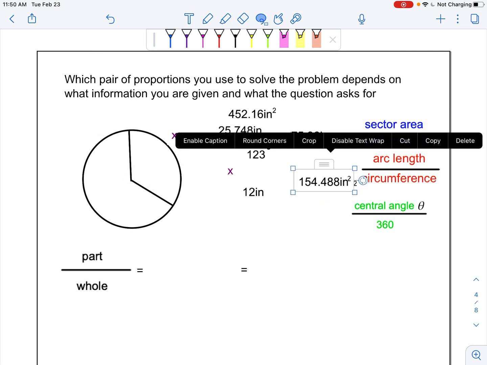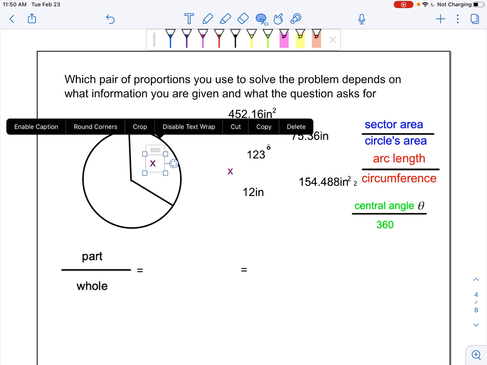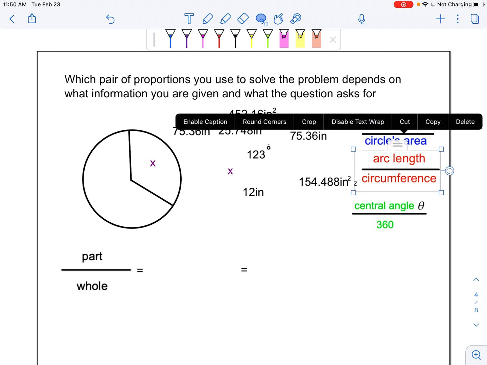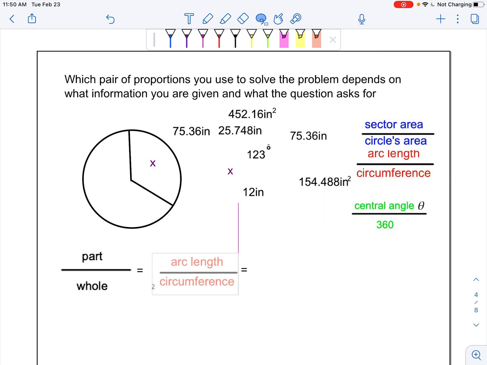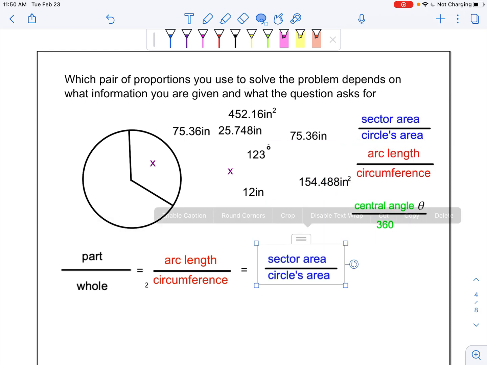So now let's say I am looking for the sector area. So I'm looking for the inside of that sector area, but I am given arc length. So now I'm still going to be using those same two things. I've been given arc length, and I'm looking for sector area. Again, what you use depends on what you're looking for and what you're given.